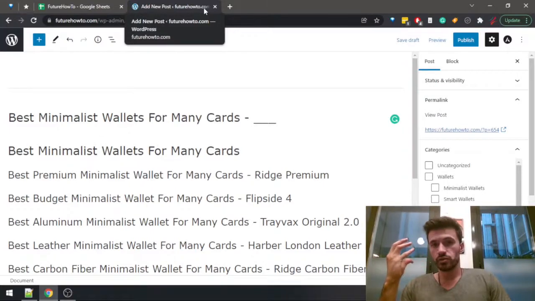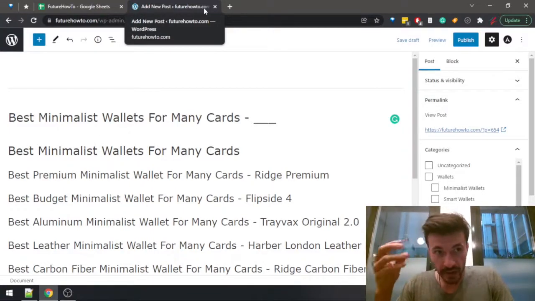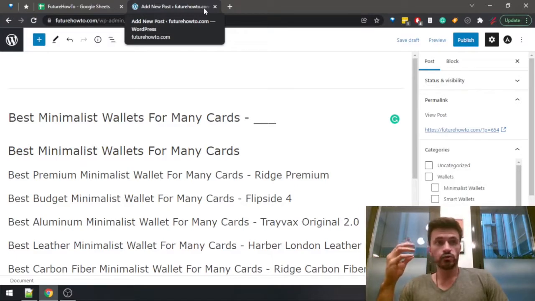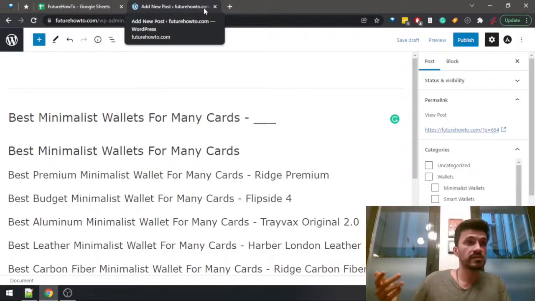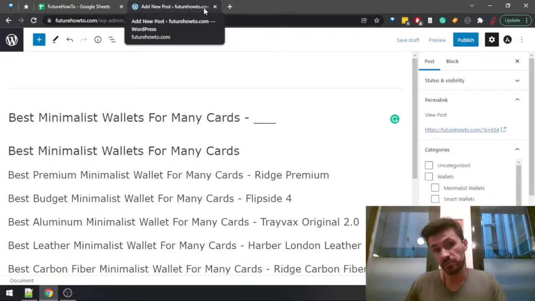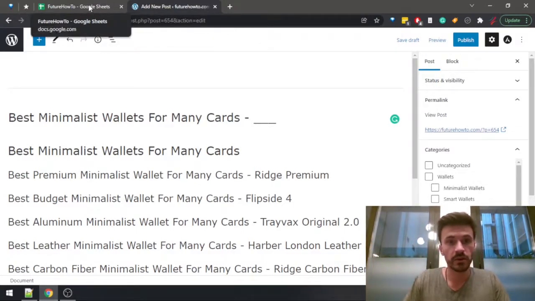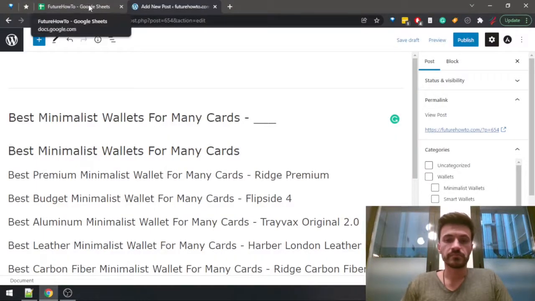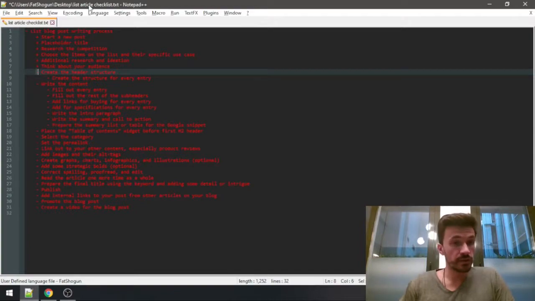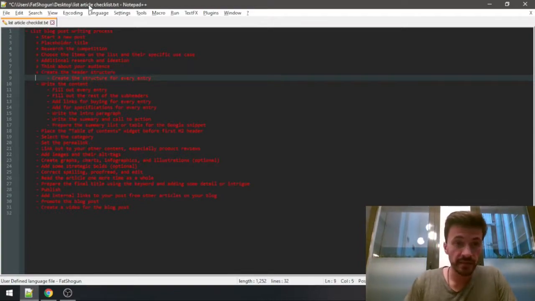Try to explain why you're doing things like this. Try to say, okay, we're choosing best minimalist wallets for a lot of cards, but why these products? Well, they have more capacity than, let's say, the bottom half, for example. That's a good way to think about it. And there we go. The header structure is done.